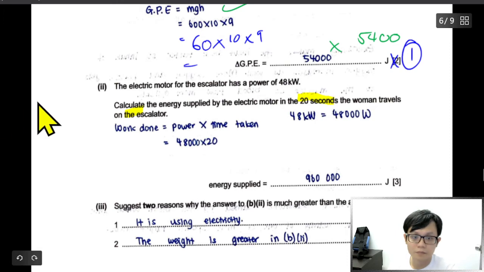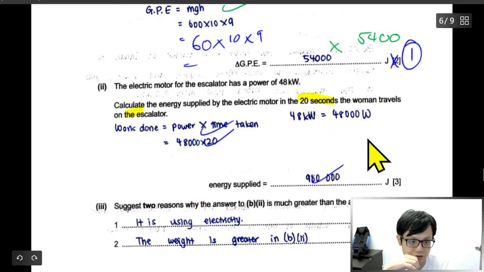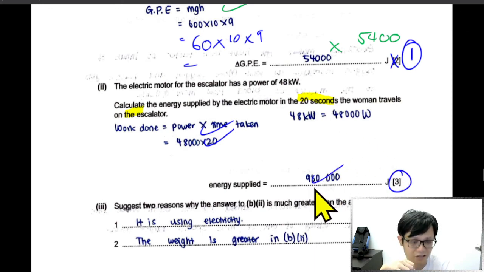So 48,000 times 20, you will get 960,000. So 3 marks. Okay, just be careful. The 8 looks like 6 or 0, something like that. Okay, just write a bit bigger.